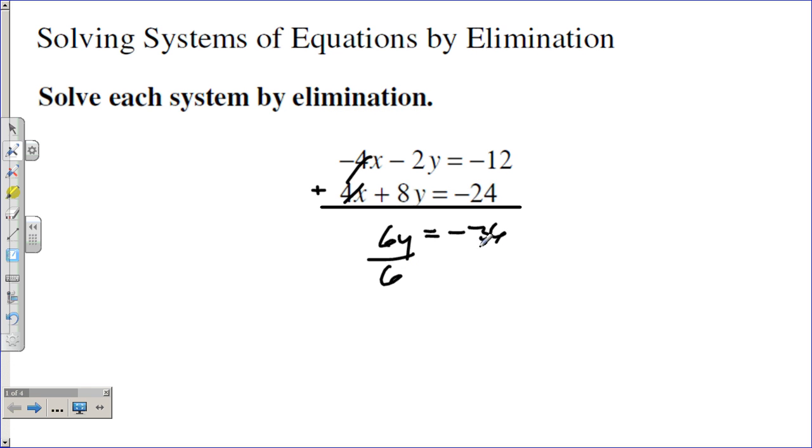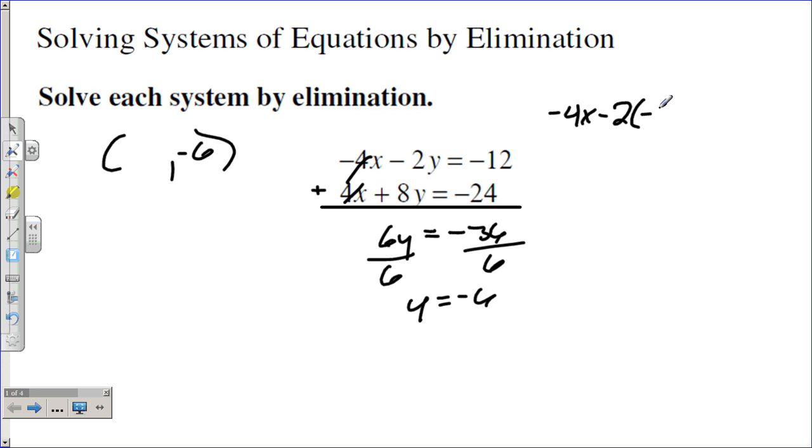Then I just divide by 6, and y would equal negative 6. So my y value is negative 6. And then I can just go and plug that in right here. So I have negative 4x minus 2 times negative 6. I'll put this negative 6 in for this y, and that equals negative 12.